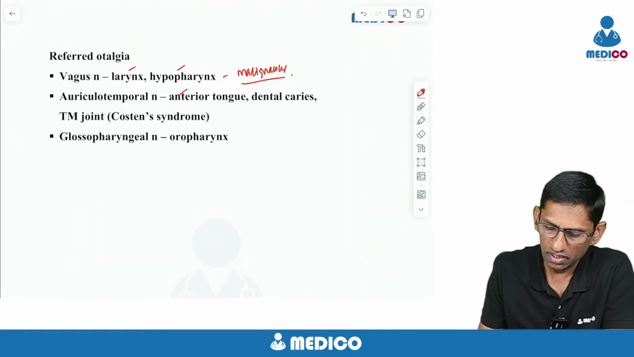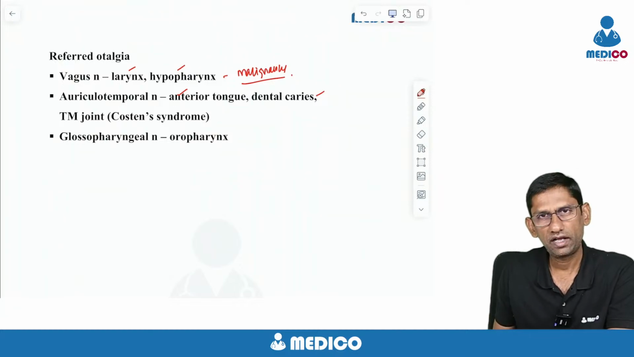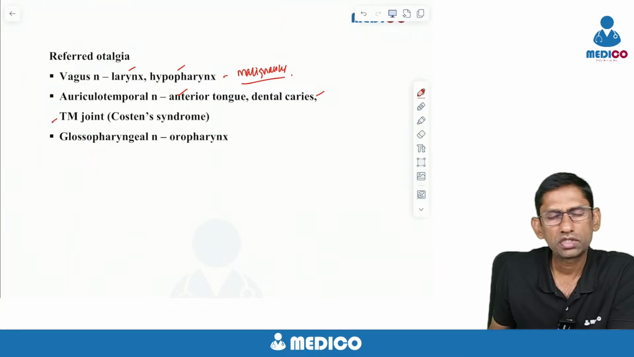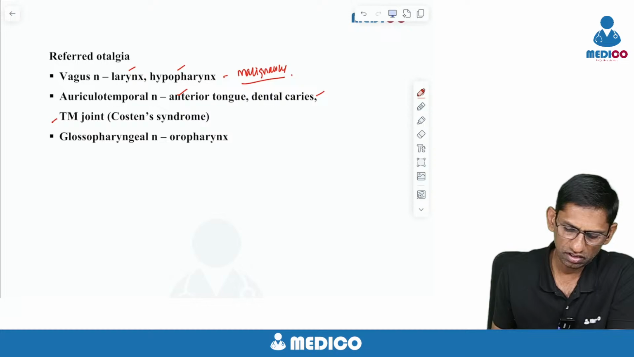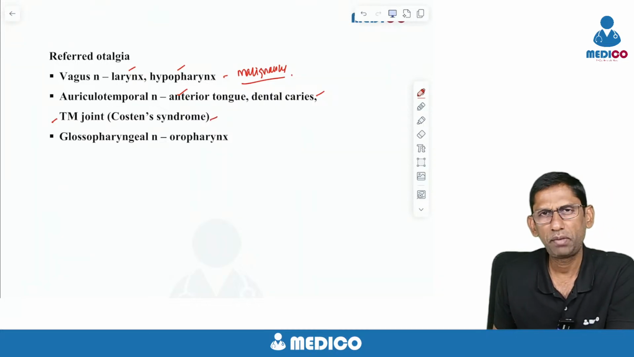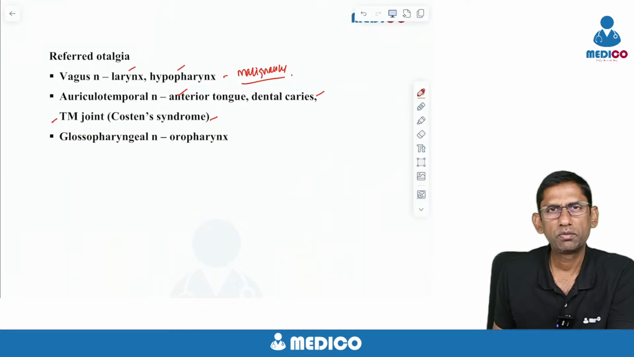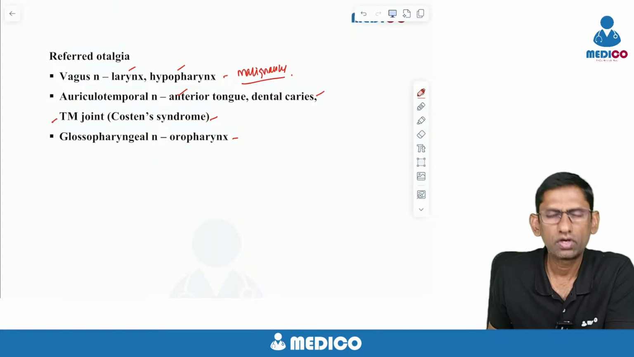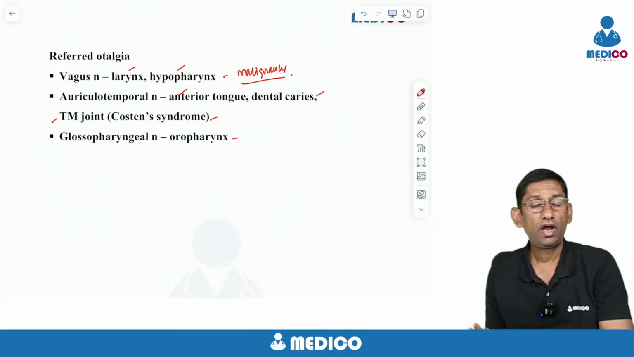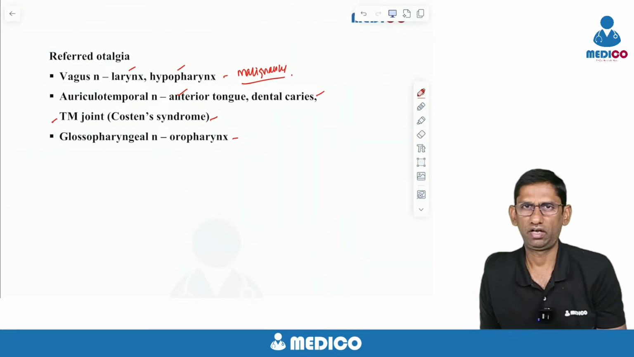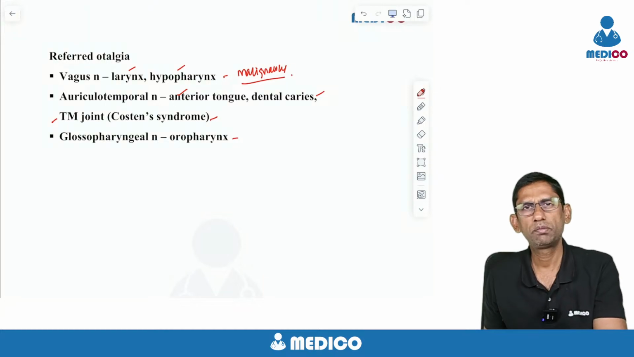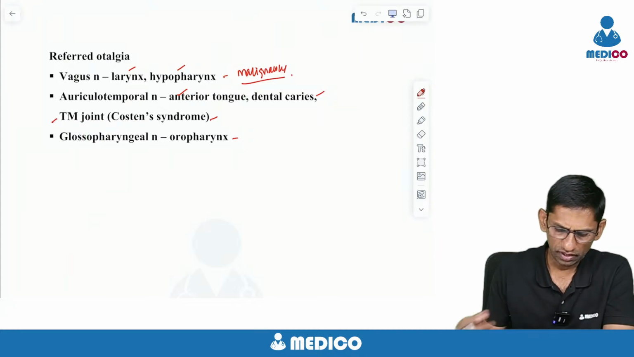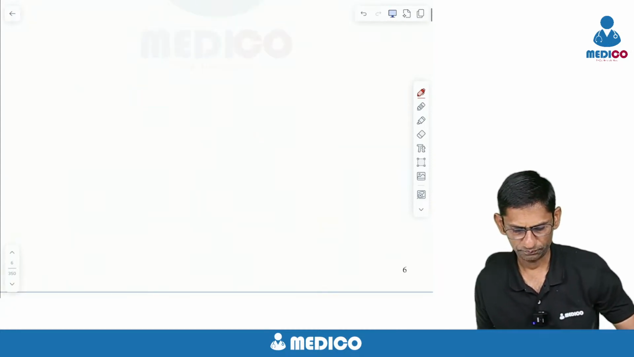That's quite important. And dental caries, yes, lower dental caries, typically supplied by V3, cause this ear pain. And TM joint arthralgia, temporomandibular joint arthralgia, is called Costen syndrome. The patients will have pain, a clicking sound, tinnitus, and sometimes vertigo. And through the glossopharyngeal nerve, the pain is referred from the oropharynx, base of tongue malignancies or tonsillitis, and very particularly the post-tonsillectomy status. Post-tonsillectomy children typically complain of ear pain, and that is due to irritation of the glossopharyngeal nerve, which causes referred otalgia to the ear.